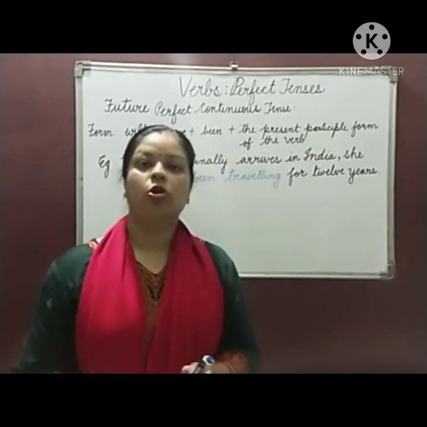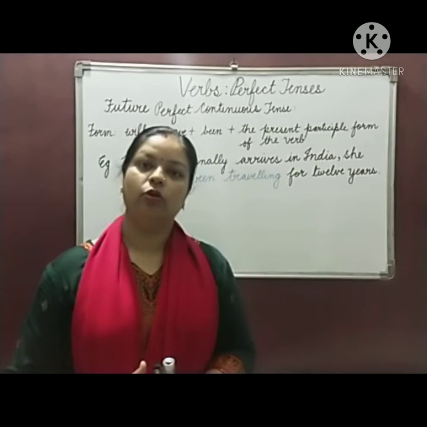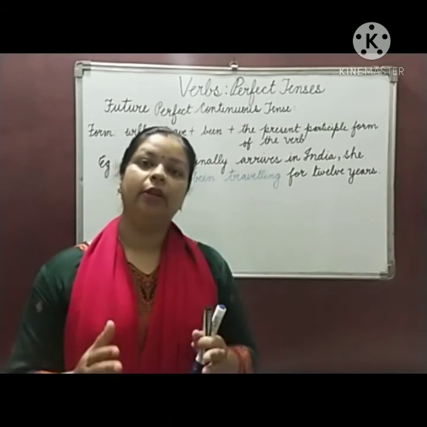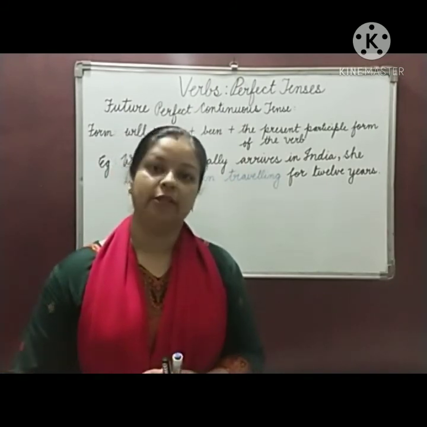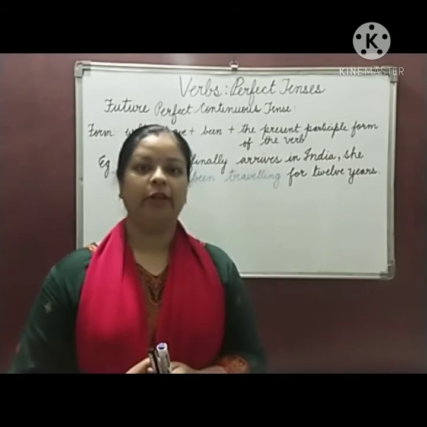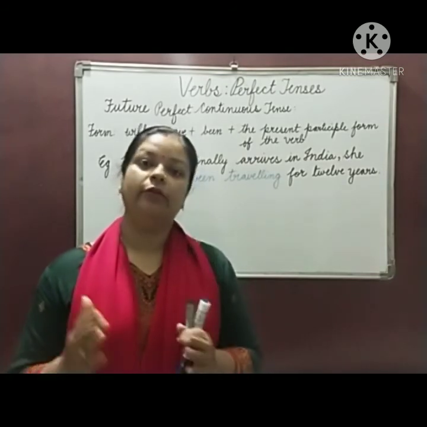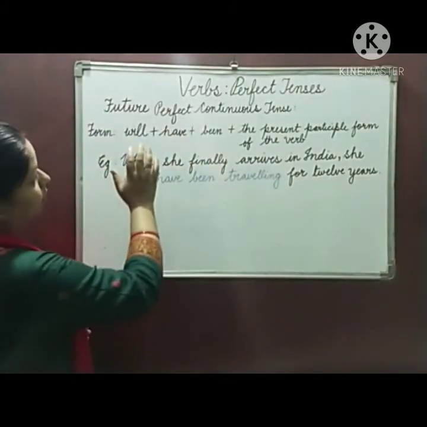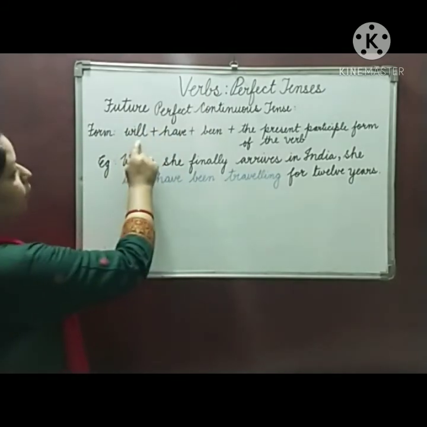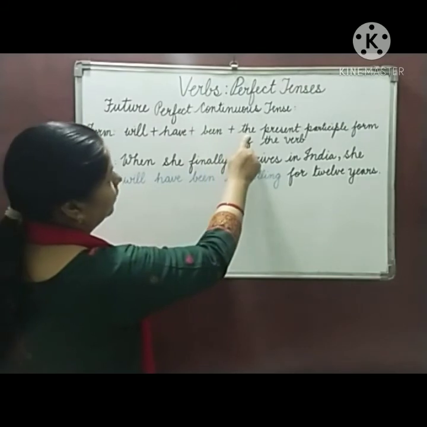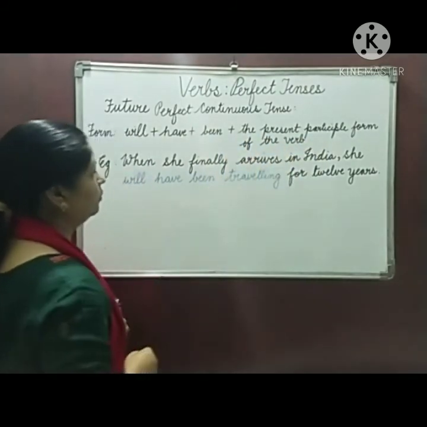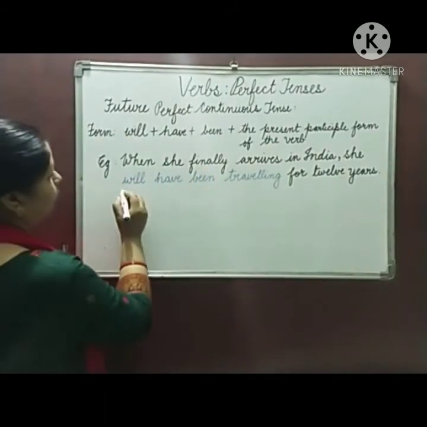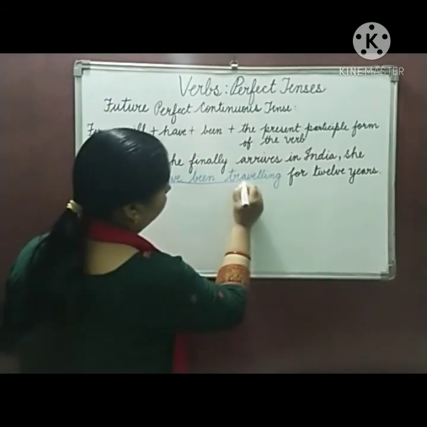Now, in this topic, the last tense is future perfect continuous tense. This tense refers to an action that will continue into the future for a specific time. So it will continue in the future for a long time. What is the formation of this tense? That is will plus have plus been plus the present participle form of the verb. For example, when she finally arrives in India, she will have been traveling.